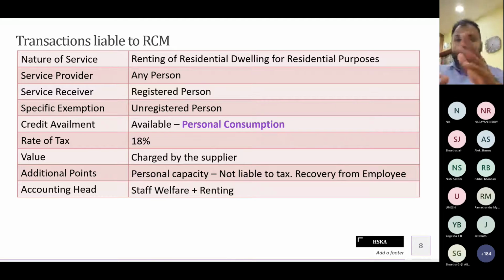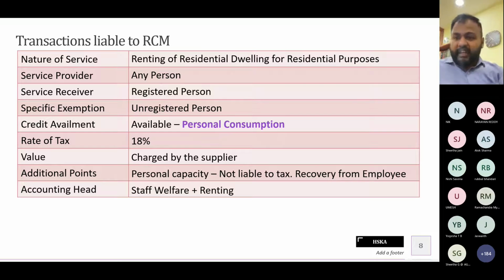Before the amendment was made and this entry was brought under reverse charge mechanism, renting of residential dwelling for residential purposes was exempt from tax. So renting residential dwelling, residential purposes, triple R. It was exempt from tax.